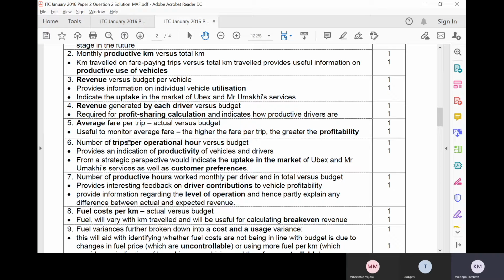So the next one is revenue generated by each driver versus your budget. Again, with most industries, you'll compare something to your budget or your industry average of the year before, and it would be very useful. In this case, it's revenue, but it could be petrol used per driver, salary per driver, kilometers per driver, or number of accidents per driver. This is quite useful because then you can compare your drivers and see which driver is performing better than the other.